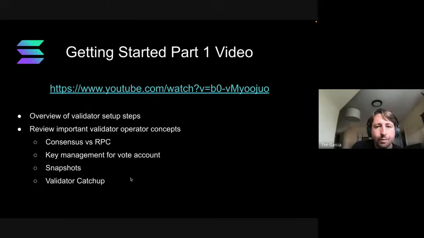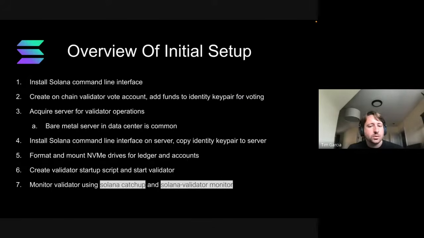Okay, cool. So this is what we covered last time, the initial setup. We want to install the CLI, create the vote account, which we've already done. We've got that locally, so I don't need to do that again. Get the server set up, install the CLI on the server, format the drives, create the startup script, and then do catch-up. So really, I'm sort of starting from step 4 here.